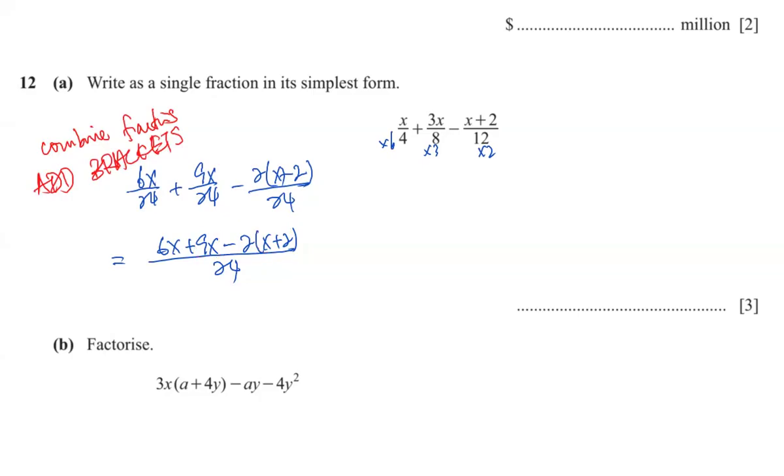Next, expand. I can simplify these two first. This is 15x minus 2x minus 4. Remember, common mistake here when you expand signs, students will make mistakes. Negative 2 times positive 2 is negative 4. Divided by 24. This is 13x minus 4 over 24. 3 marks.